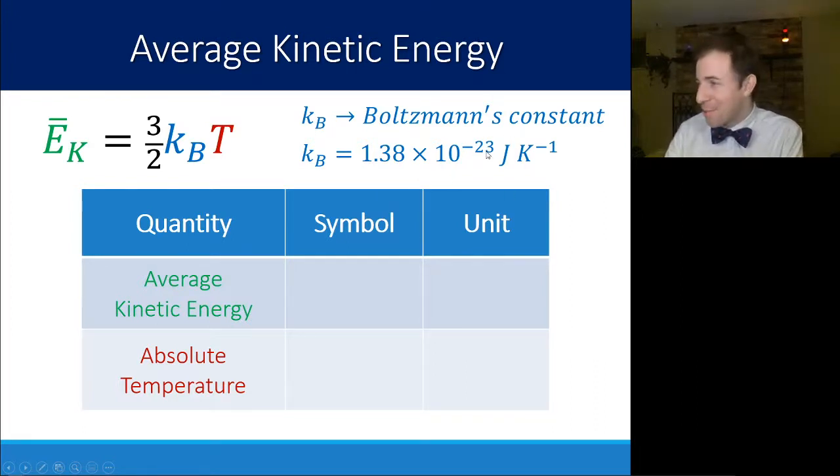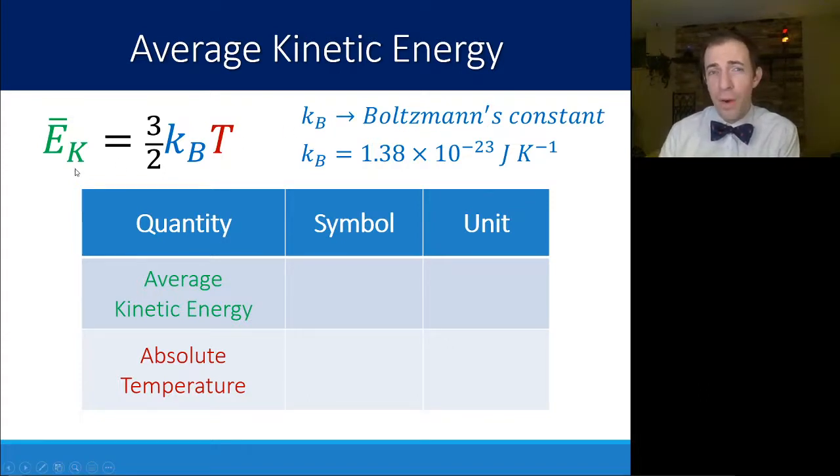This 10 to the negative 23rd, you might recognize 23 as an exponent from your chemistry days. We'll talk about why that is familiar later on in this unit. It isn't random that the 23 shows up here, but this is Boltzmann's constant. You will always be given this. You do not need to memorize it or anything like that.